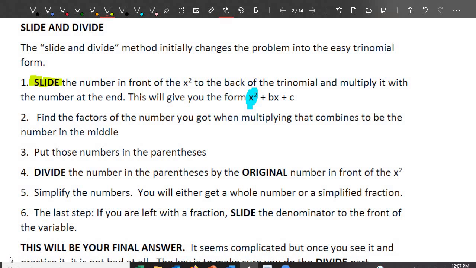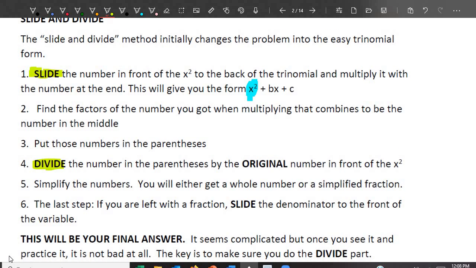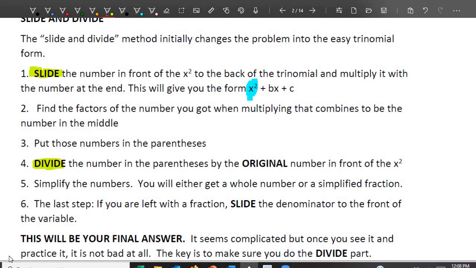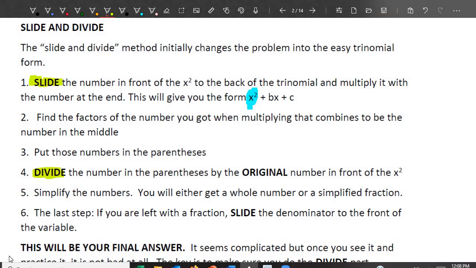Then we're going to do the dividing part, which is you divide the numbers in the parentheses by the original number you slid. You simplify the numbers by either reducing the fraction or dividing it into a whole number. And whatever you're left with is your final answer. Alright, so we've got to remember to do the dividing part. Now, once you see this a few times, I think you'll see how easy it is.